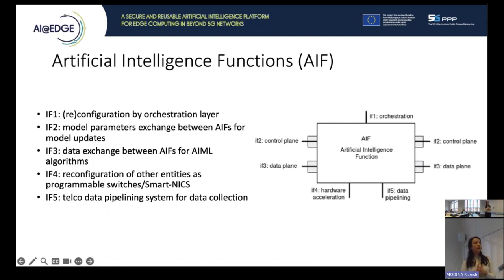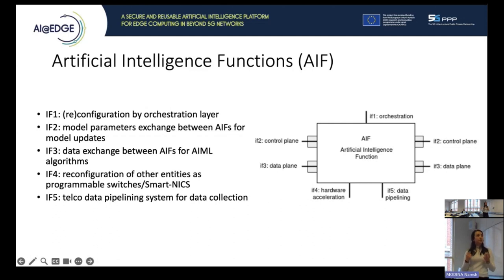And also, we have adapted the representative architecture of the IAF. In addition to the four interfaces that were proposed by the project, we have added another one. So the first interface is for the orchestration. For example, it could receive from this interface some parameters to orchestrate the IAF.